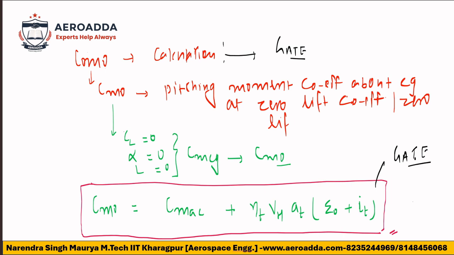This is one. All right. So now, definition-wise also, it is very clear what CM naught is. You can see it's the value of CMCG at zero lift coefficient, right? At zero lift coefficient, correct. Now moving ahead, we'll be talking about the neutral point and all that also I have to discuss. That also I have to discuss here only. One by one I will talk.